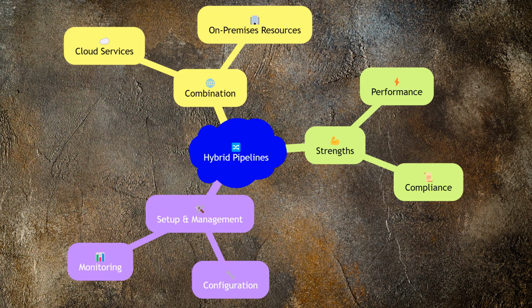Hybrid pipelines combine different types of environments and tools to create a seamless workflow. For instance, you might use cloud-based services for some stages of your pipeline and on-premises resources for others. This approach allows you to leverage the strengths of both environments.